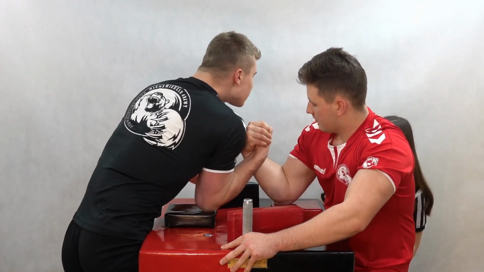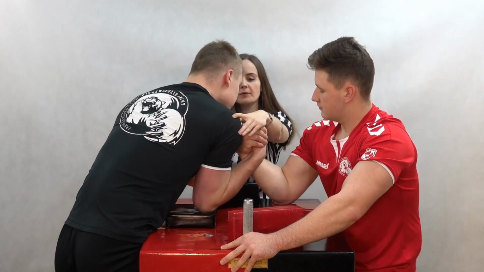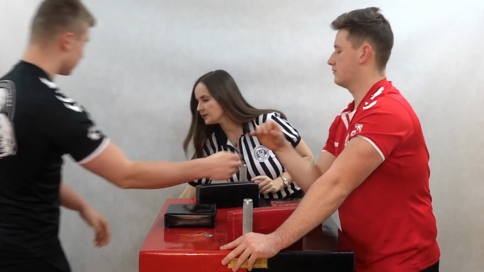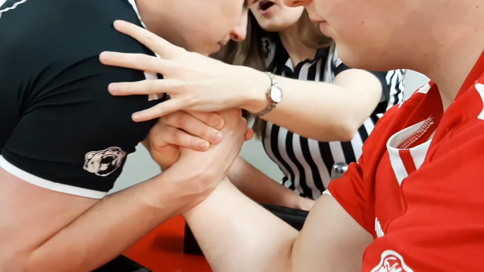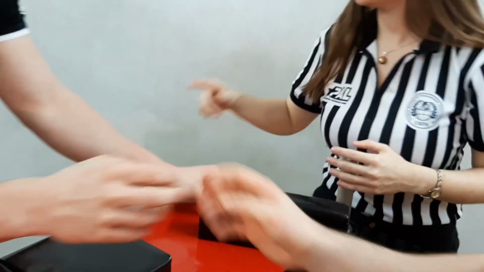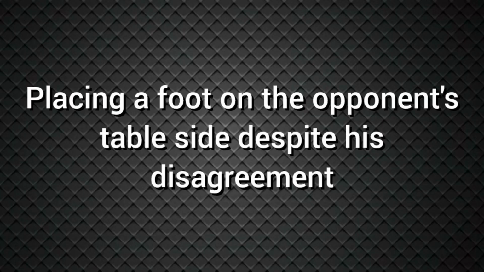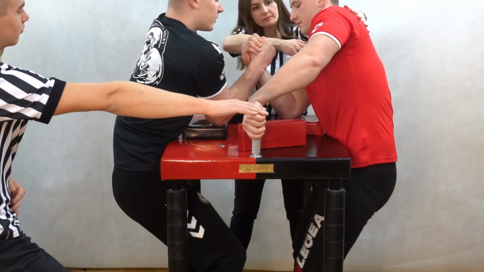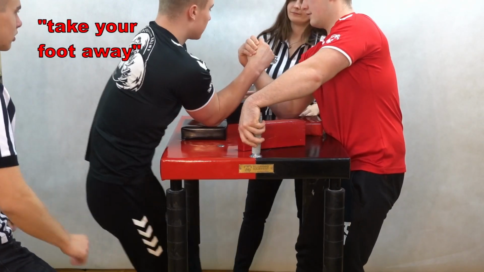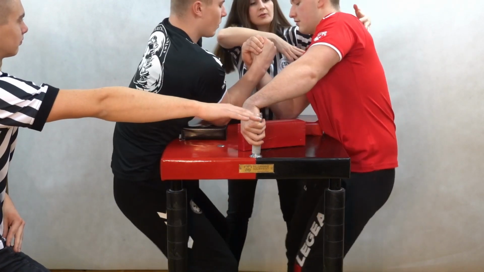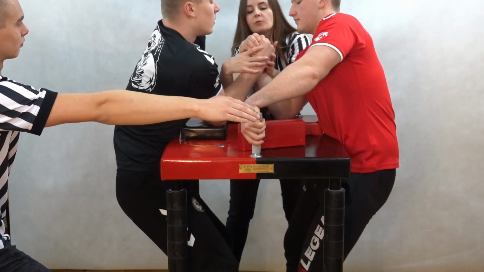A foul will also be given when touching the hand to any other part of the body, such as chin, shoulder or head. Such contact is considered as illegal help during the match. Shoulder foul. 1 foul. The referee will also give a foul if the competitor places his foot on the table leg on his opponent's side of the table despite being told not to do so.